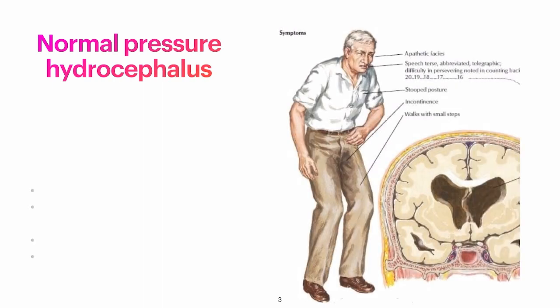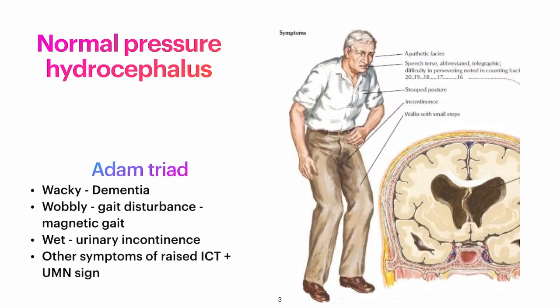Now, as we know, the CT scan image is suggestive of hydrocephalus or ventriculomegaly. This patient fits into the triad, which is known as Adam's triad. Your patient has dementia, gait disturbance, and urinary incontinence. Other symptoms that the patient can present with are raised ICT and UMN signs.